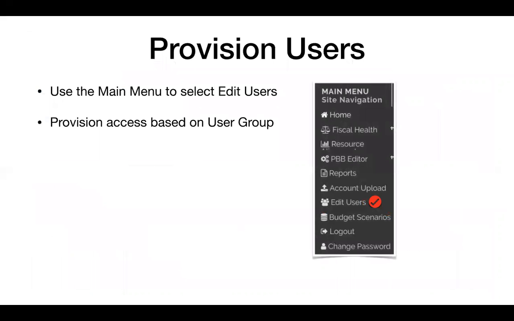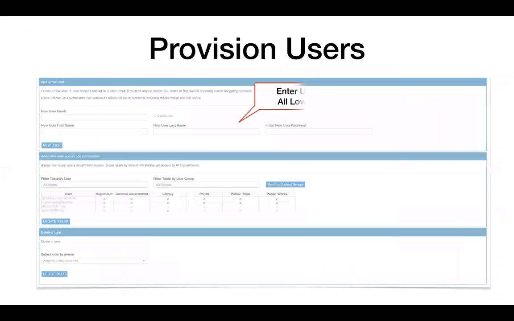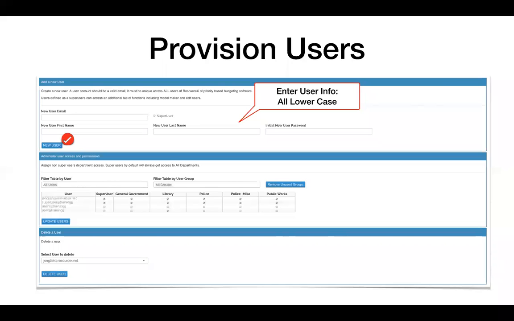So let's talk about provisioning users. You will use the main menu from the top of the page. It's in the top left corner, and you will select Edit Users. From here, you will be able to provision access based on user group. So at the top of the page, you'll enter your new user email, their first and last name, and a password. All the information is lowercase, and it is case sensitive. You'll then select the user groups that you want to give access to, and then click Update Users.